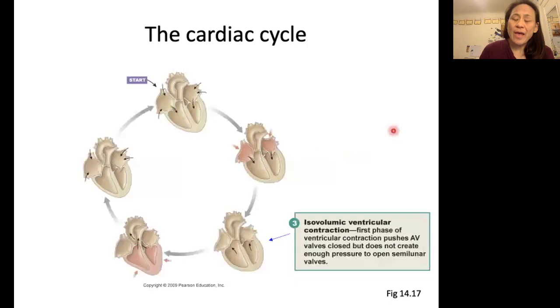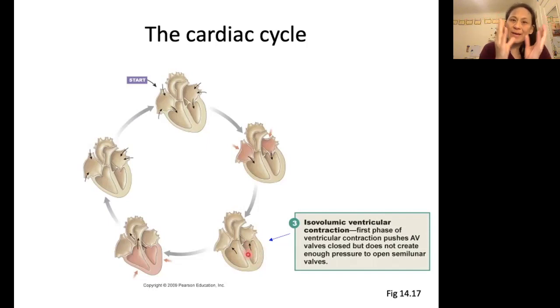Okay, so after we have atrial systole, we're going to start to contract the ventricles. And ventricular contraction is actually split up into a couple phases, or at least the way we like to think about it is in parts, okay? So the first part is what we call isovolumic ventricular contraction. Okay, so what happens is when we start to contract the ventricles, as we contract the ventricles, we increase the pressure on the blood that's in the ventricles, okay?